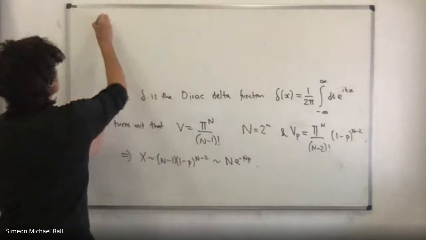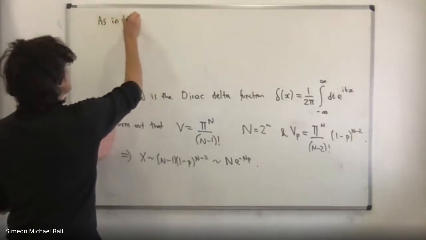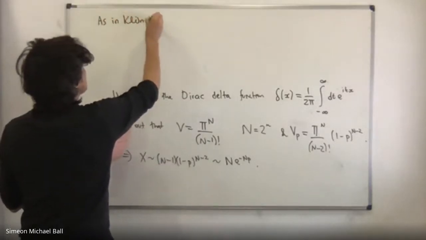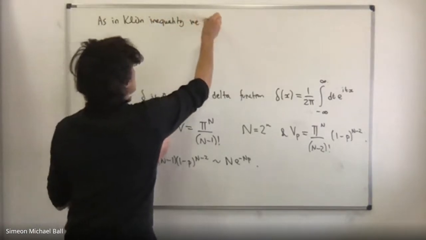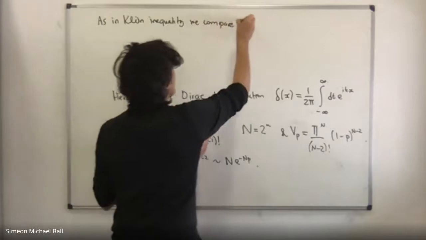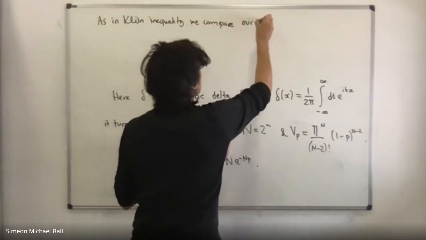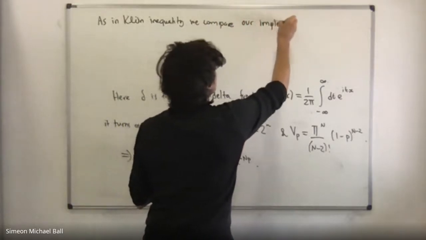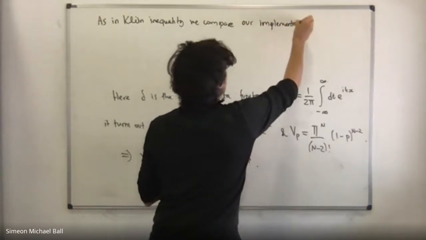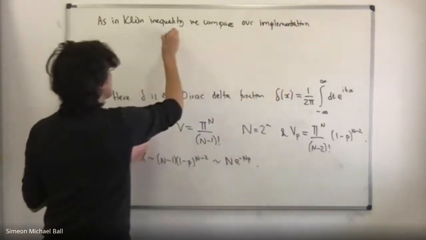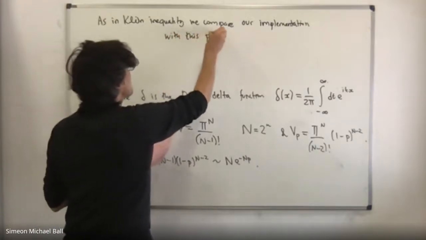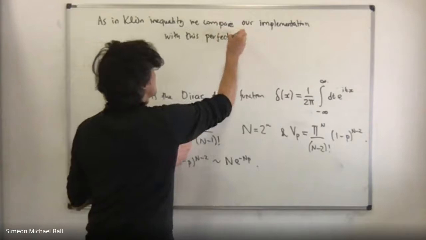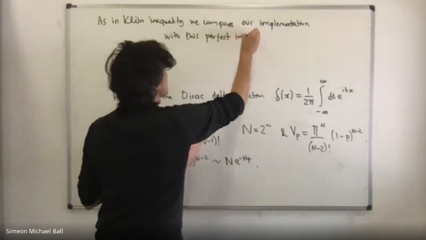So as in Klein, we compare the output of our implementation with this perfect implementation.